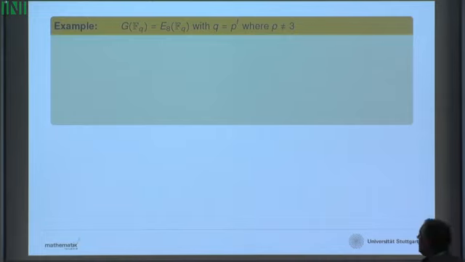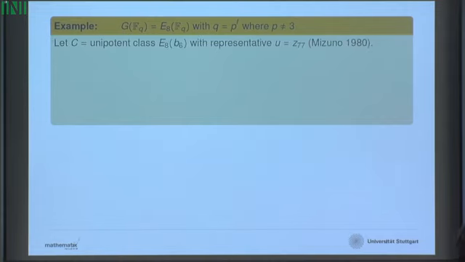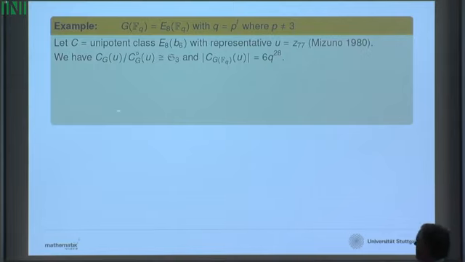Let's take prime not equal to 3, so the interesting cases for us will be 2 and 5, because the others were done by Benyon and Spaltenstein. So there is a unipotent class which is called E8(b6), with the representative Z77, lemma 59 or something in Mizuno's paper. This class is characterized by the fact that its component group is the symmetric group S3, and the centralizer order of this element is 6 times q^28.